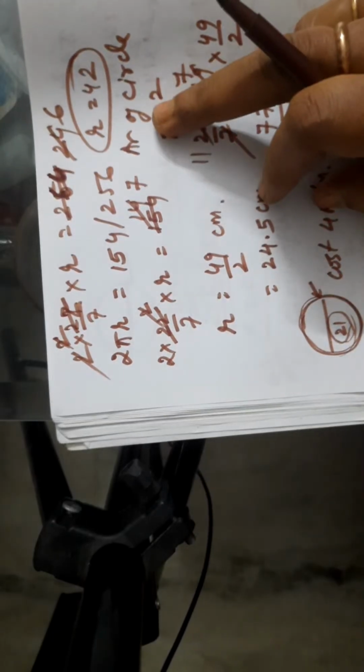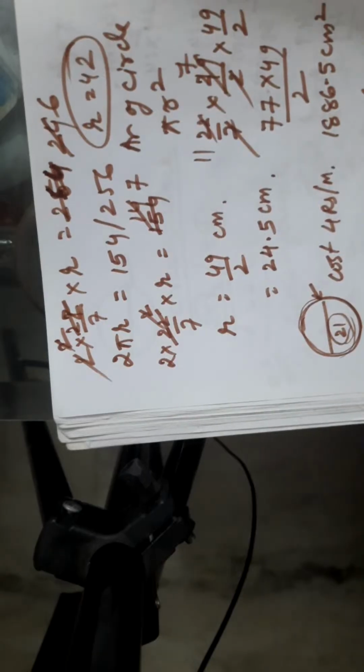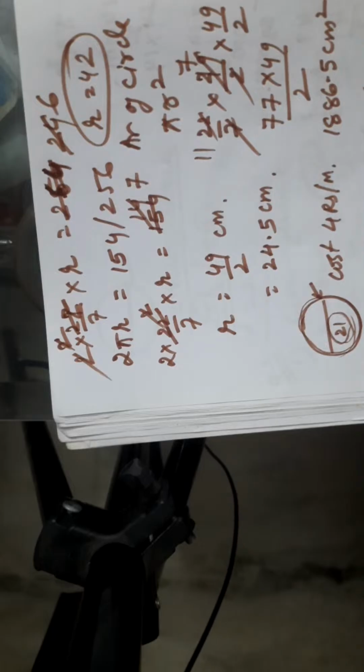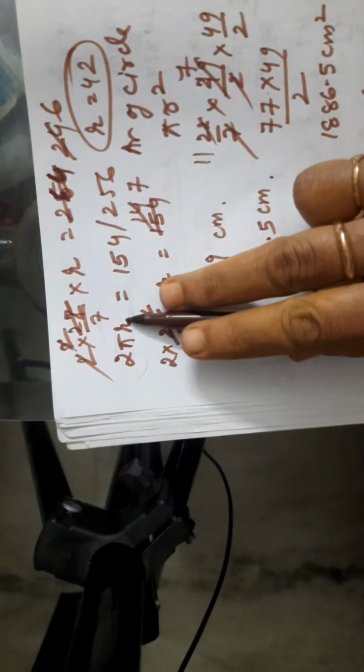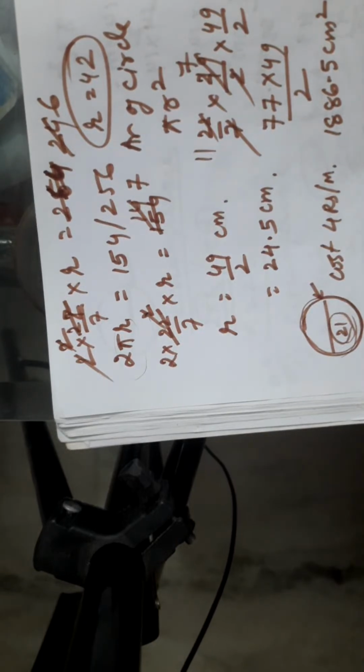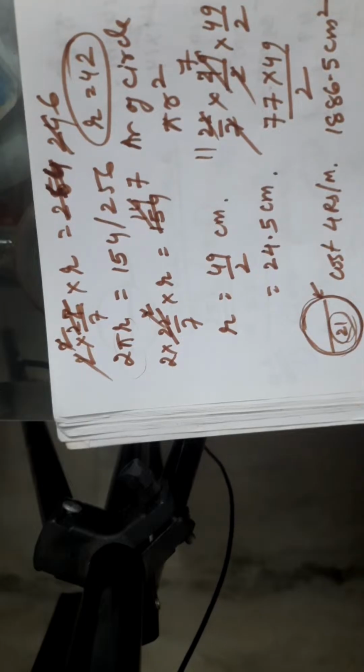Now after getting radius, you can find out area. Next question is also the same, where the circumference of the circle is given, you need to find area. So if the circumference is given, you will compare it with the formula 2 pi r, and after calculating radius, that radius can be used to find area with the formula pi r square. Now the next question is a little interesting.